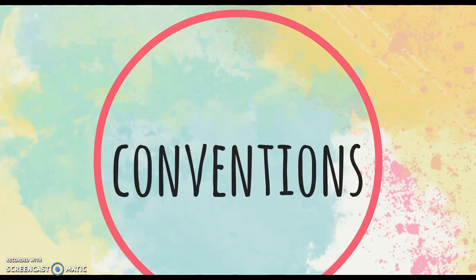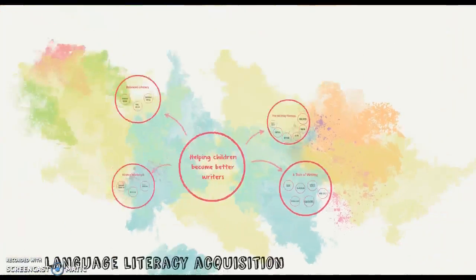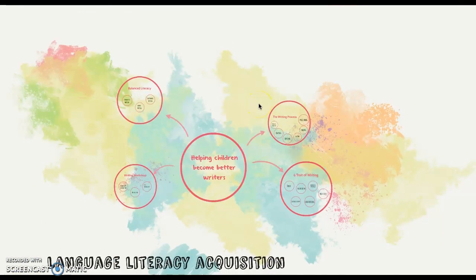And finally, we have conventions. In this last trait, conventions are all a part of the editing process. This involves spelling, indentations, punctuation, grammar, capitalization, and paragraphing. When conventions are used correctly, readers can easily follow the text and gain meaning from what they are reading. When used in combination, all of these help children become better writers.